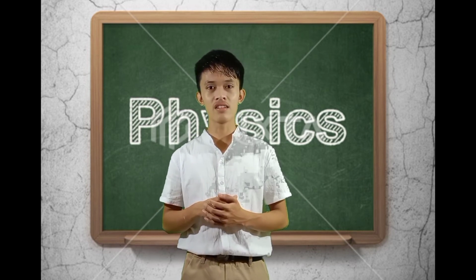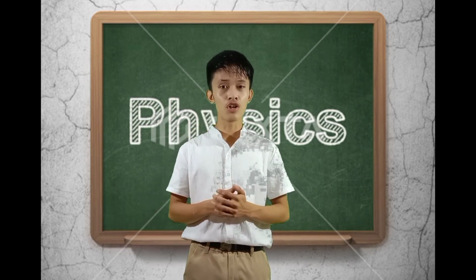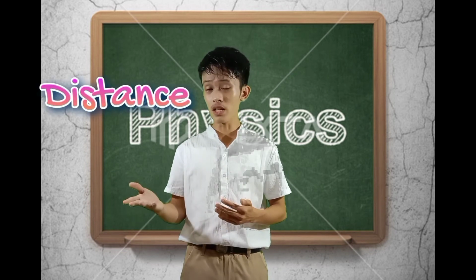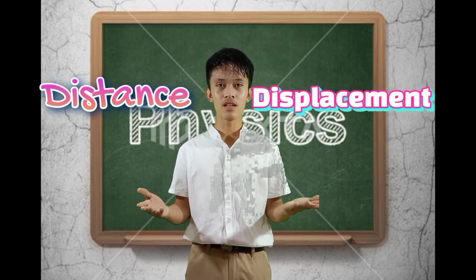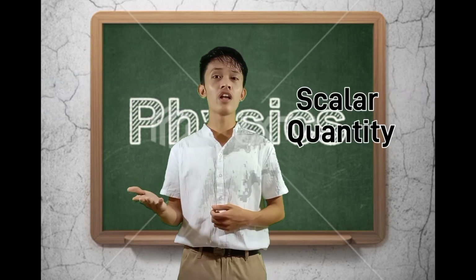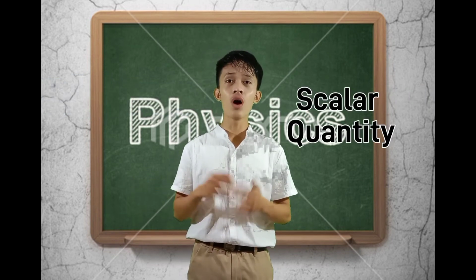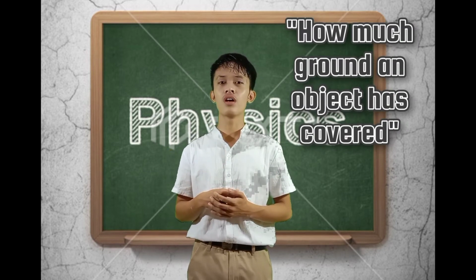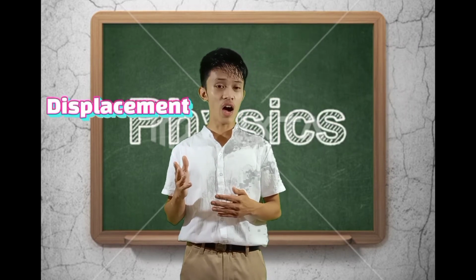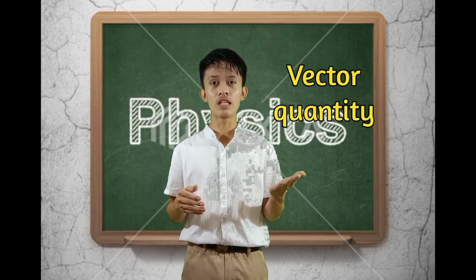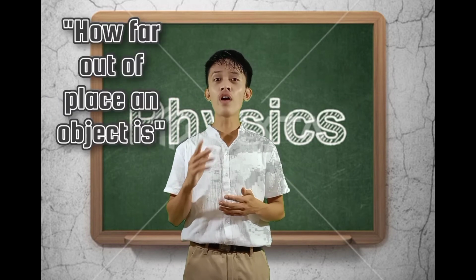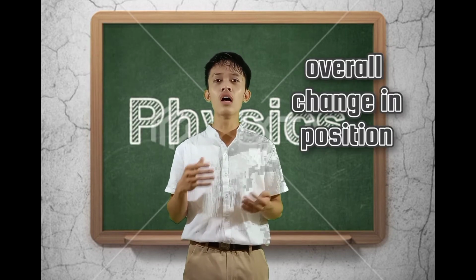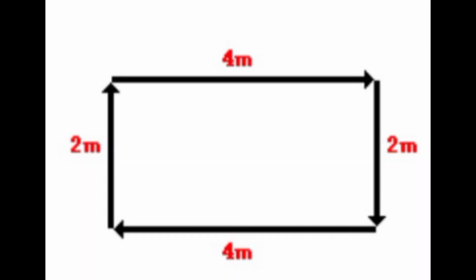As easy as that. The next terms we are going to compare and contrast are distance and displacement. So distance is a scalar quantity that refers to how much ground an object has covered during its motion. Displacement, on the other hand, is a vector quantity that refers to how far out of place an object is. It is the overall change in position of the object.